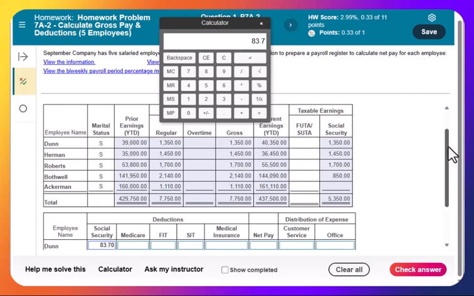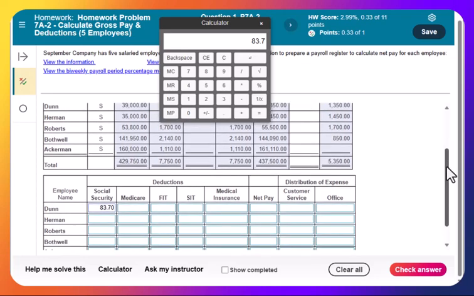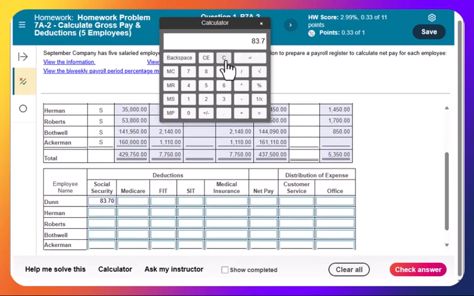And then we're going to have to scoot this down a little bit as we go here. So then for Herman, we have 1450. That is taxable for Social Security. So we can again put 6.2 and hit the percent key or move that decimal over. So we'll have 89.90. And then Roberts will be the 1700 here. So we'll take 1700, multiply that by the 6.2% for Social Security for 105.40.